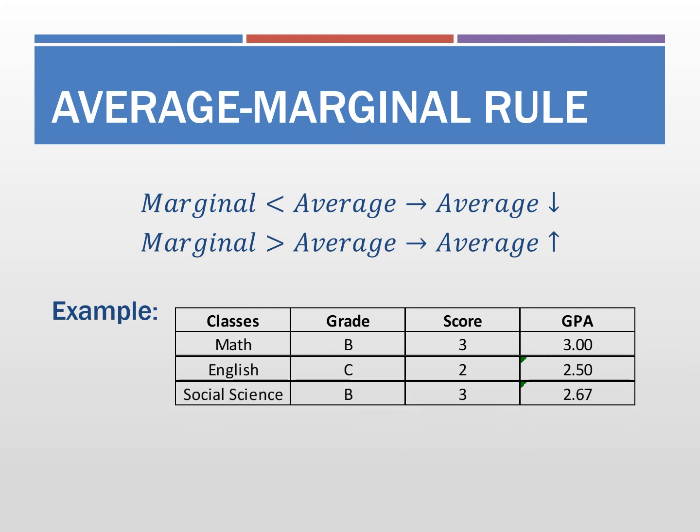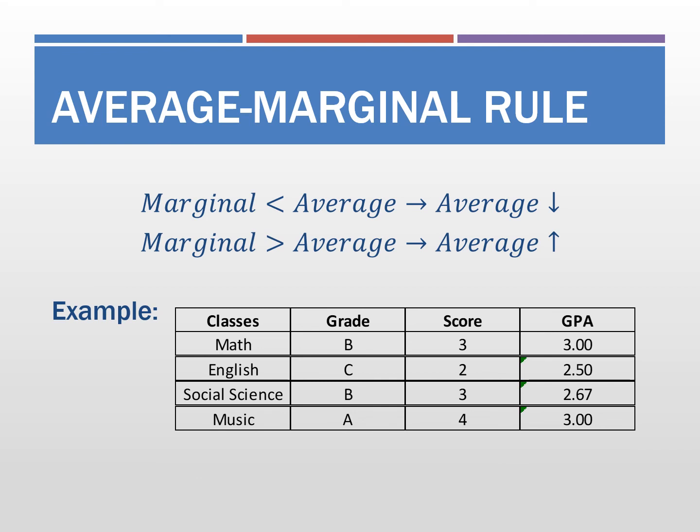If you add one more grade to your GPA, let's say a social science class, and you got a B from this class, which translates to additional points of 3.0, since 3 points is higher than the prior GPA of 2.5, you're pulling your GPA up to 2.67.